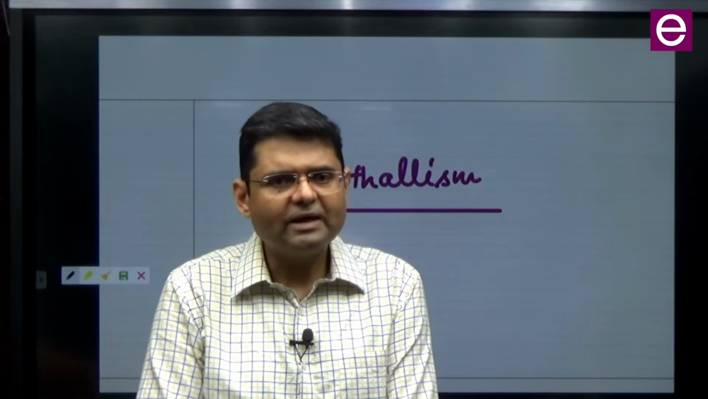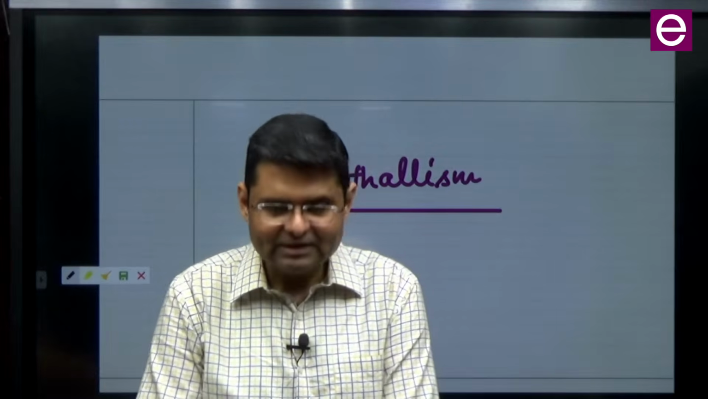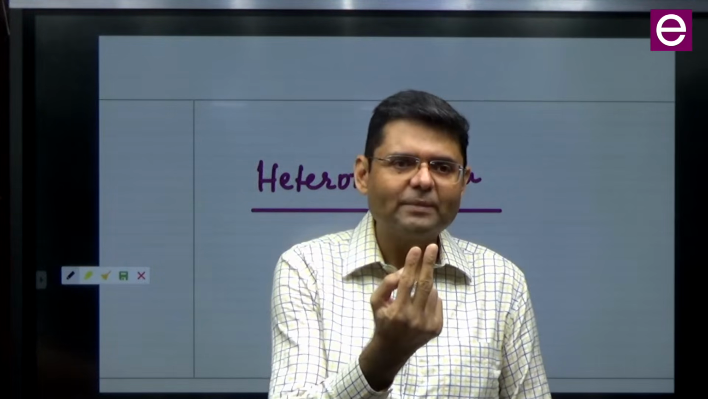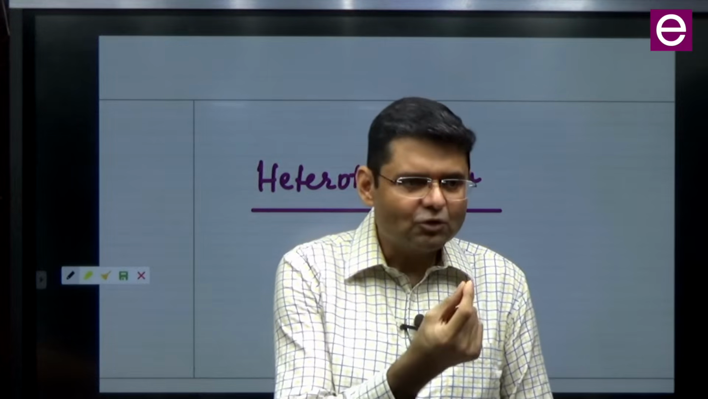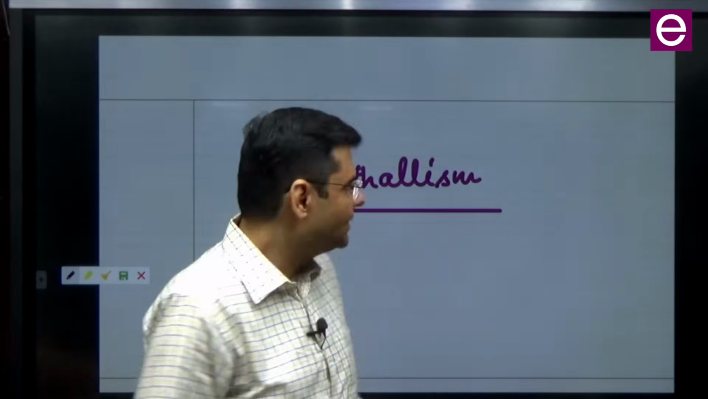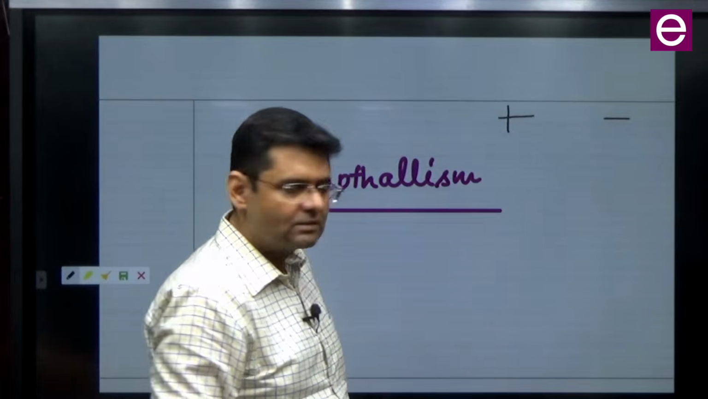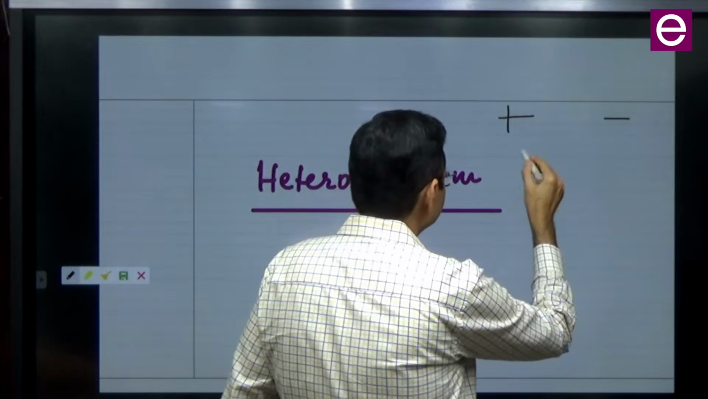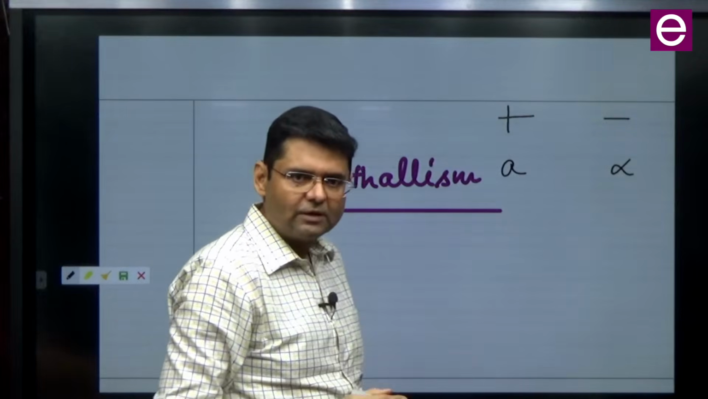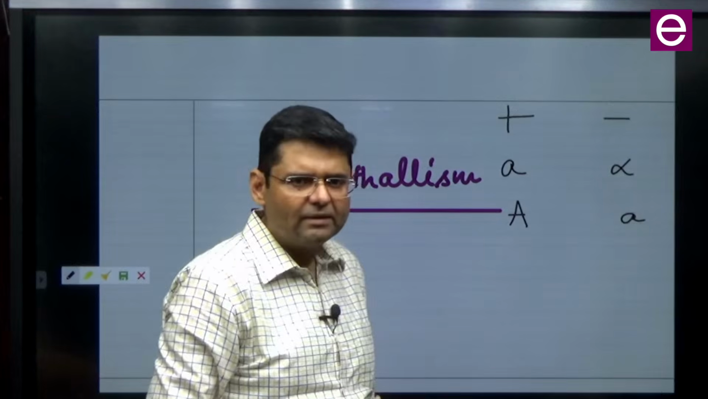So heterothallism, like most features, is controlled by genes. In some organisms, heterothallism will be controlled by a single gene. In some of them it will be controlled by two genes. If it is controlled by a single gene, then there are two mating types. For example, in Rhizopus, plus and minus. In Saccharomyces, A and alpha. In Neurospora, A and a, and so on and so forth.